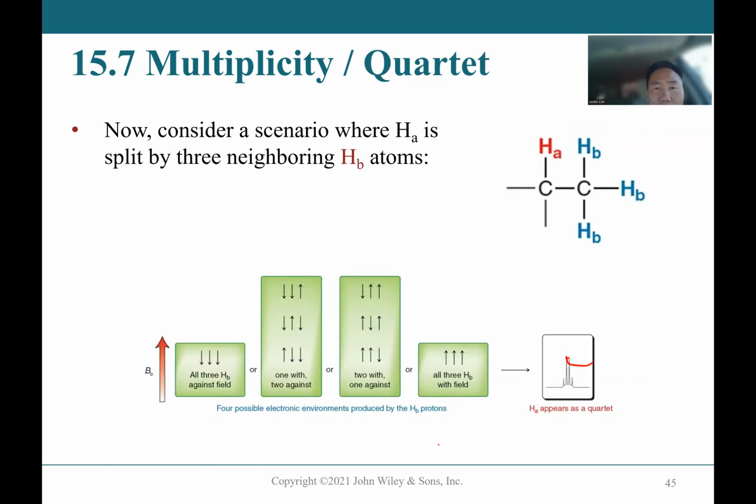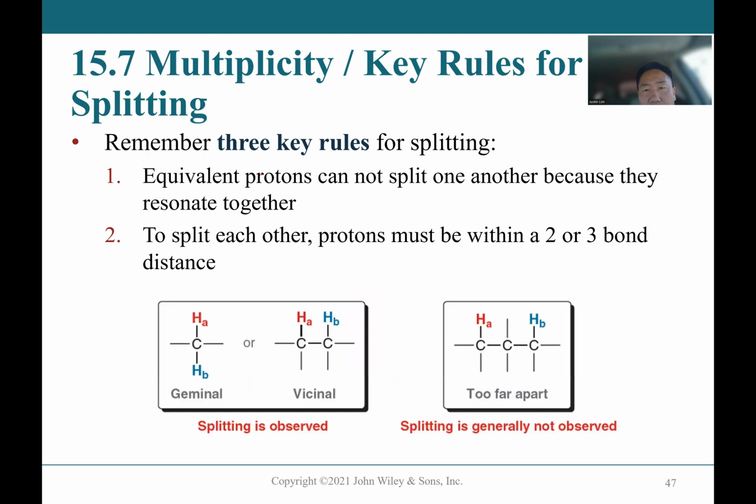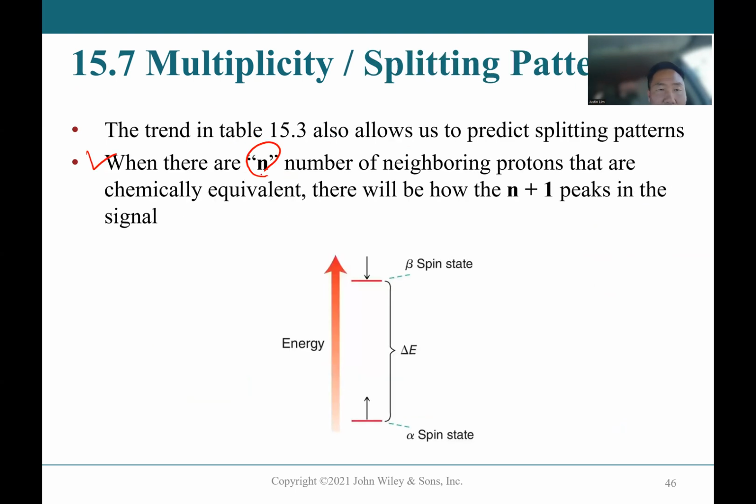Consider the scenario where HA is split by three neighboring HB. There are 1, 2, 3 protons on the next carbon. So 3 plus 1 equals 4. You can see a quartet for HA. When there are n neighboring protons that are chemically equivalent, there will be n plus 1 peaks in the signal.